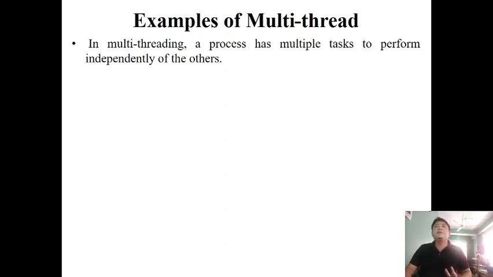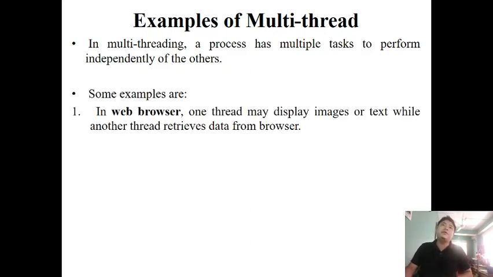Now you have understood that using the multi-threading concept, you can execute more than one task in the same given time frame. Say, for example, from time t1 to t2, you can execute three tasks, four tasks, depending upon the application or the program. So let us consider some real-time examples.